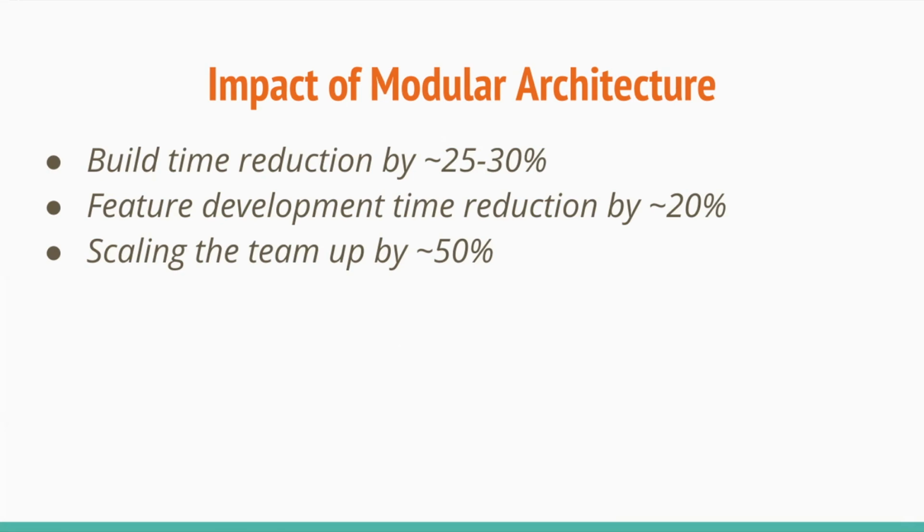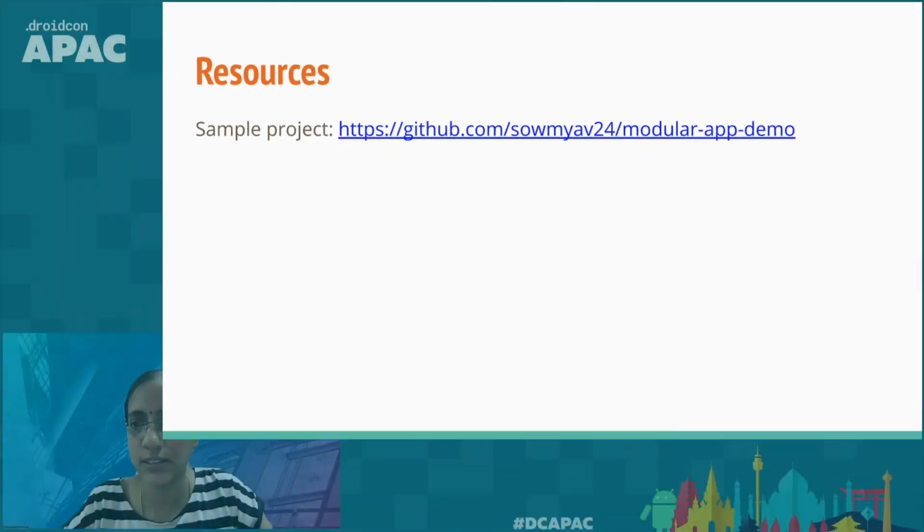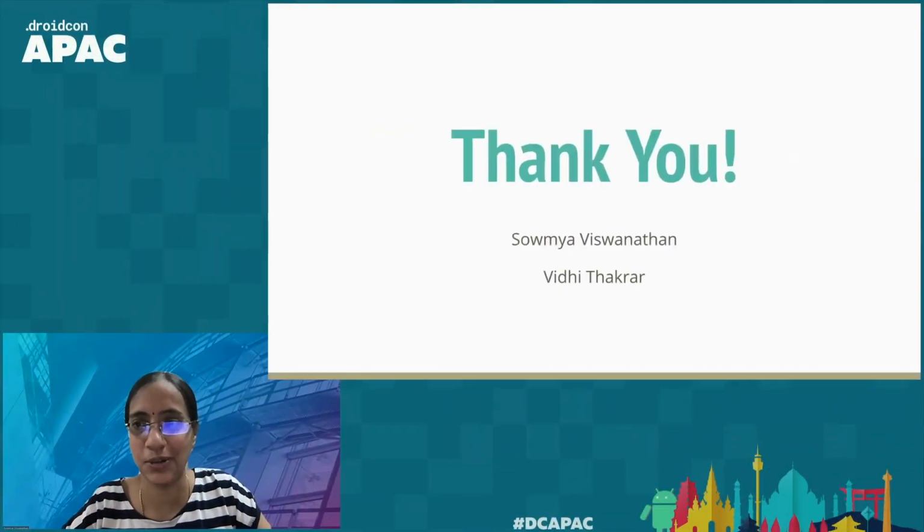So this was our story of how we approached modularizing our monolith app and what approaches we actually deliberated and finalized when we took this approach. This is all we had to share, and we have uploaded the sample app that we just showcased in the GitHub repo. If you have any questions, we are ready to take them now. Thank you.